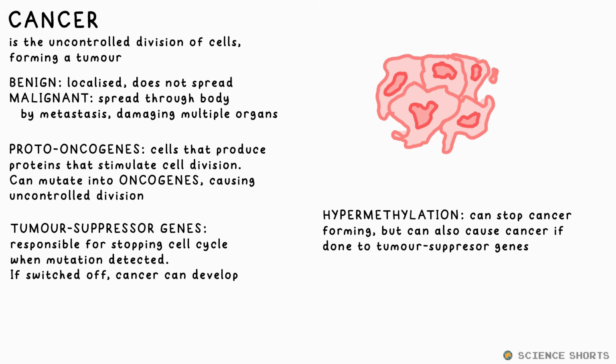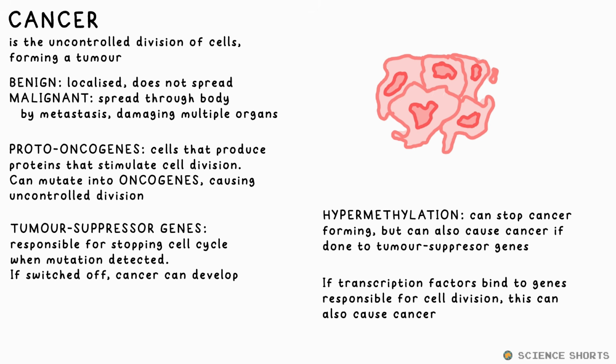If genes are methylated too much, this is hypermethylation. This can both be used to stop cancer forming, but it can also result in cancer developing if it happens to the wrong gene, like a tumor-suppressing gene. We said estrogen binds to transcription factors to increase transcription, but if this happens to genes responsible for cell division, that can also result in cancer developing.